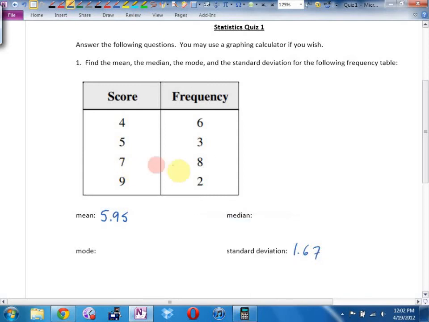The mode I can just find, 7, because it appeared 8 times. The median, 9, 10. I bet you, is the median 7 as well? There's 19 objects, which means the median will be object number 10. There's 9 objects, and the 10th object would appear in the group of 7s. And you can also get that from your calculator.